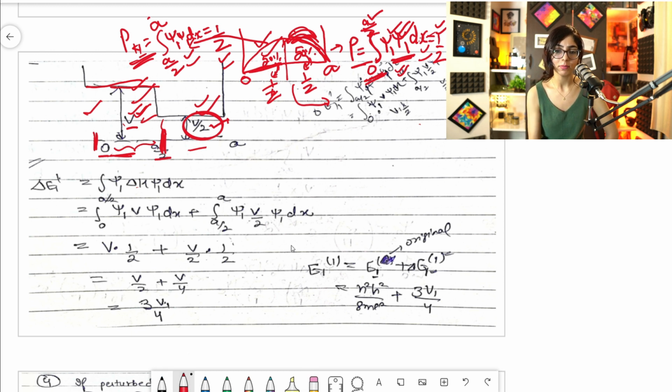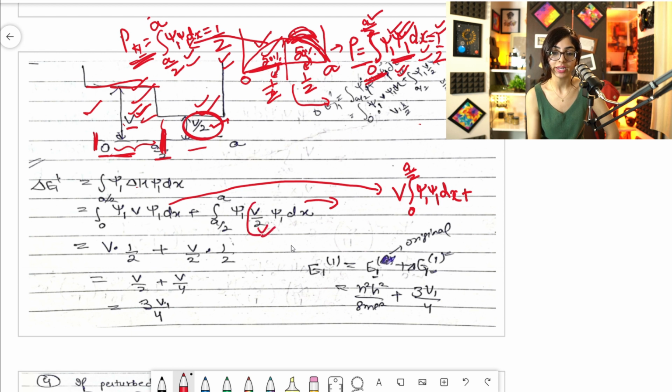This v will come outside. So I'm writing over here, this expression first. So this v will come outside. Okay. And again 0 to a by 2, psi 1 dx. Fine. Plus again here also this v by 2 will come outside. So I will write v by 2 and again a by 2 to a and psi 1 psi 1 dx. Fine. So guys, can you see what it is becoming?